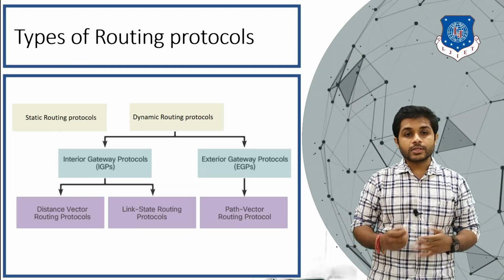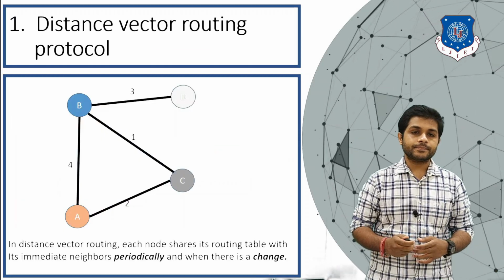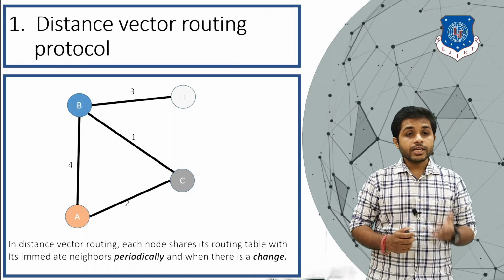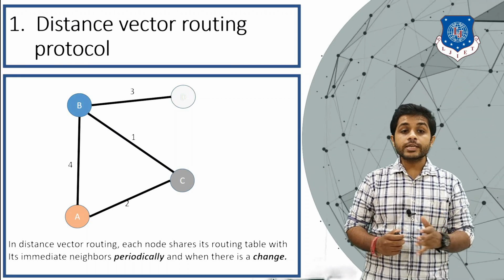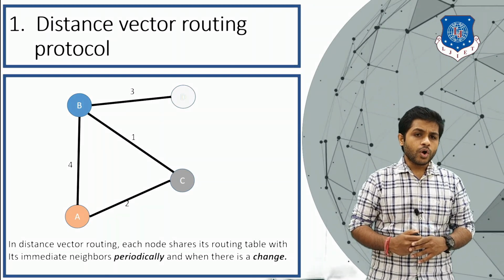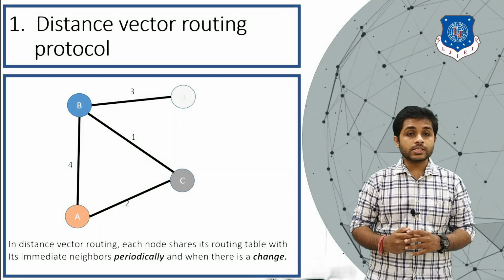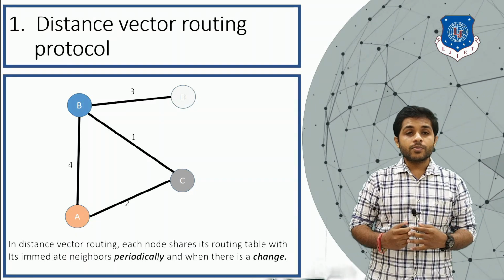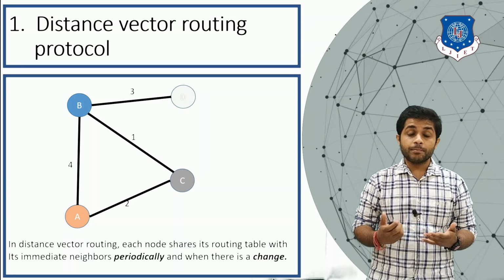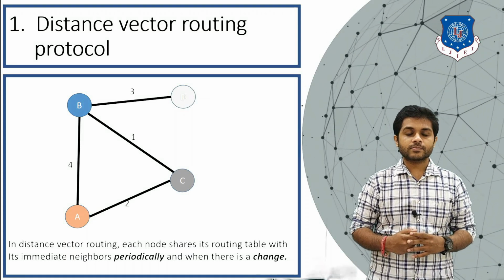Now we are going to see the distance vector routing protocol. In the distance vector routing protocol, each node shares its routing table with its immediate neighbors periodically or when there is a change. For example, all the routers can share their tables every 5 seconds. And if there is a change before 5 seconds, they can share their table.